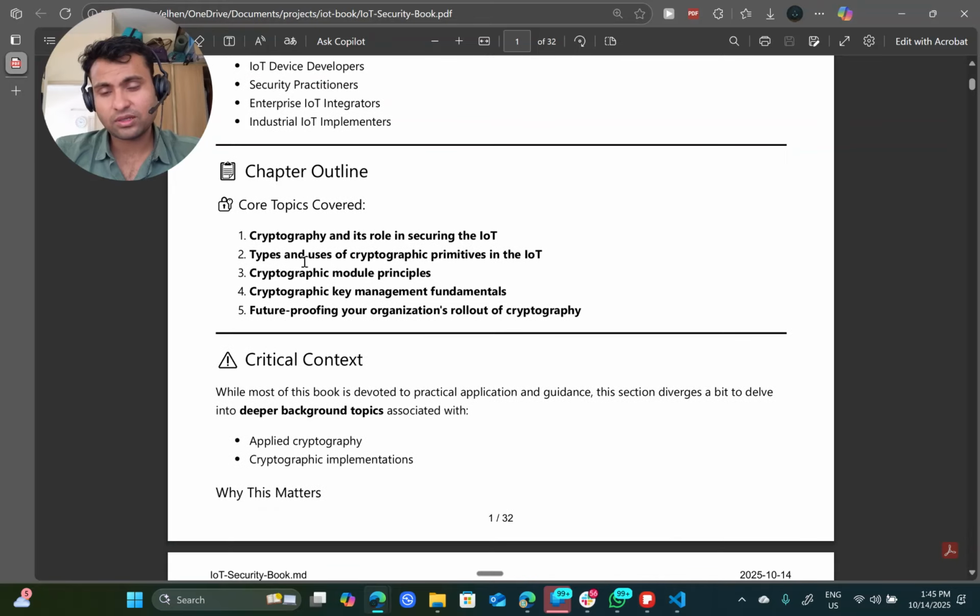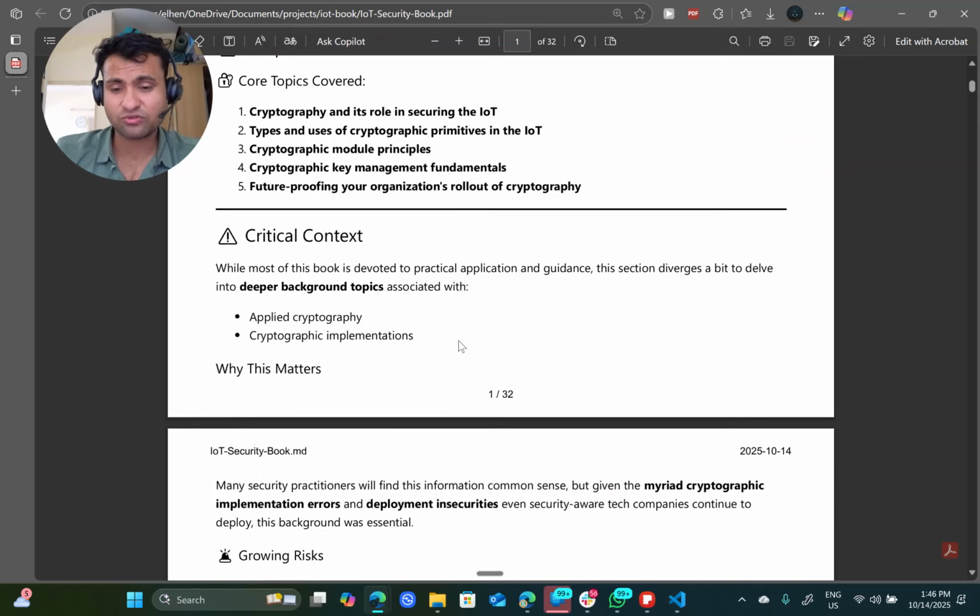Covering what we'll be doing in this entire session, not in this particular video, the series which we'll be looking at. So cryptography and its role in securing the IoT. Then we'll be going over the types and uses of cryptographic primitives in the IoT, cryptographic module principles, cryptographic key management fundamentals, and future proofing your organization's or your IoT project's rollout of cryptography.